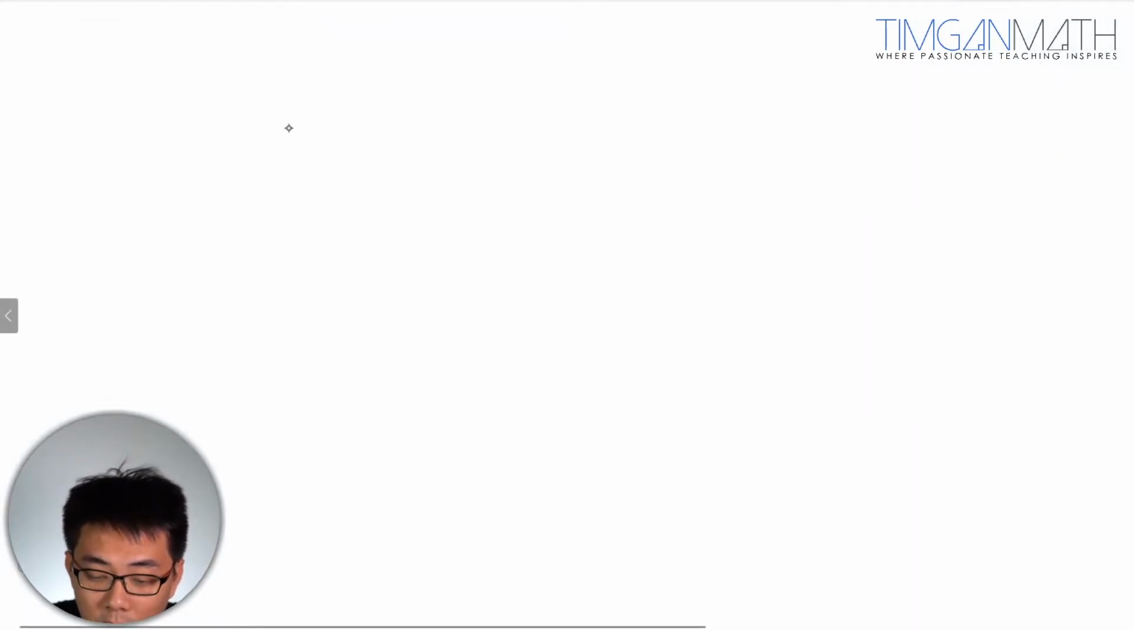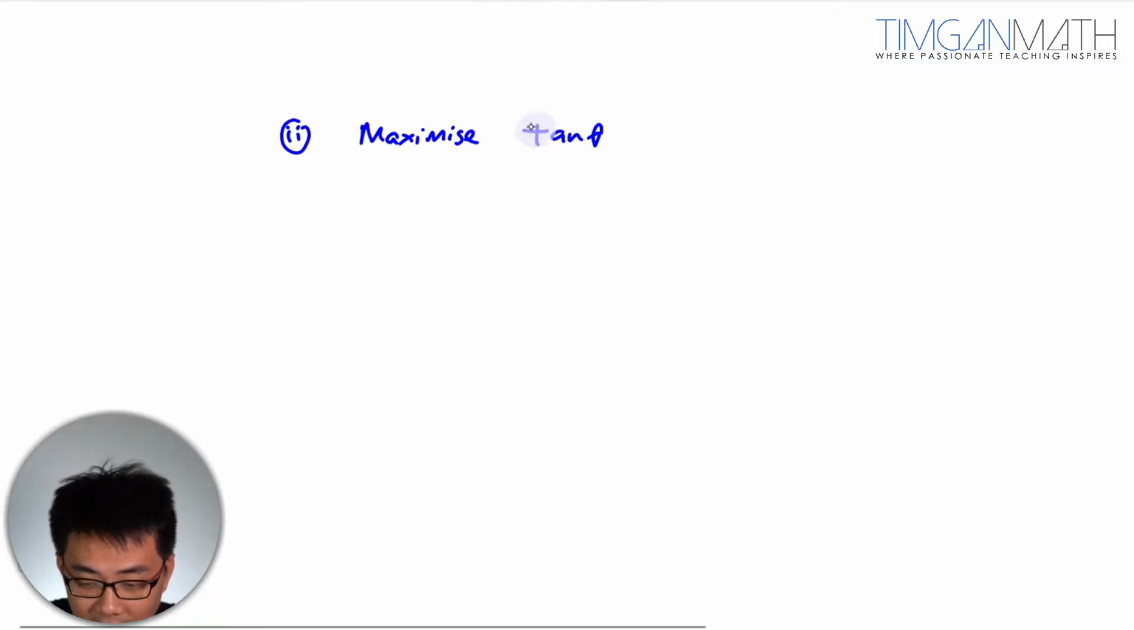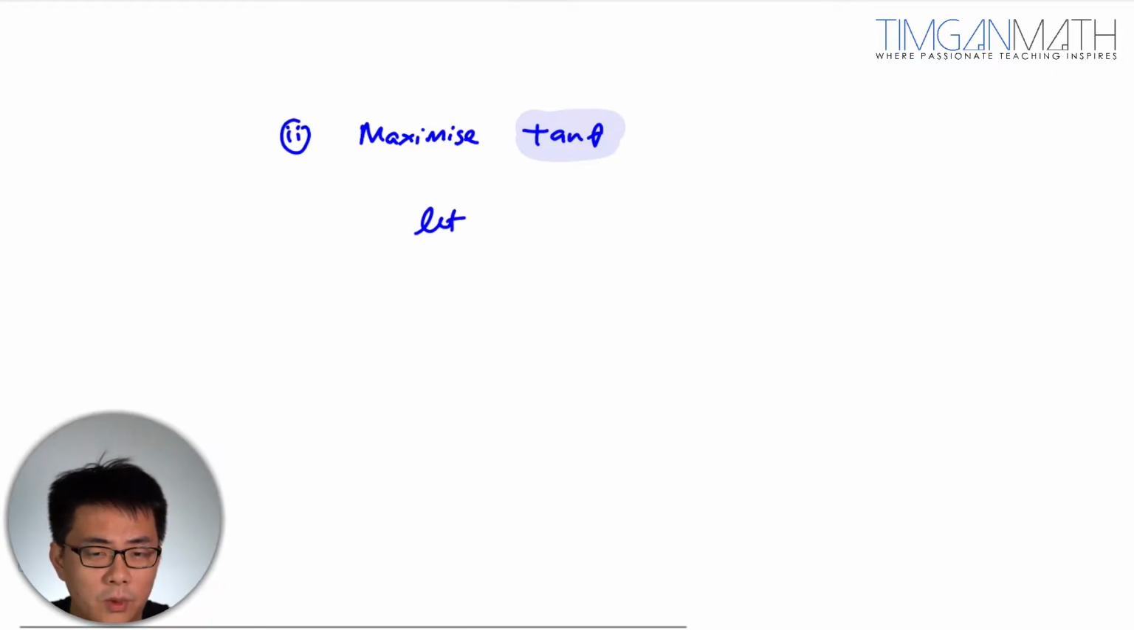Now take note, we need to maximize. The phrase is maximize tan theta. So you see this as an entity. If you are not too sure, you can just let y equal tan theta. What I foresee many students doing is trying to find the maximization of theta, but it's not. You need to maximize tan theta. So if you're afraid of getting confused, just let y equal tan theta.